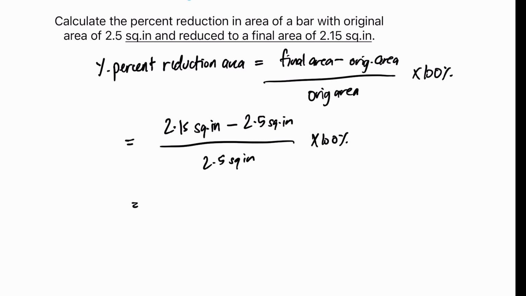So never mind the negative value that you'll receive here because it is a reduction. A reduction will automatically give you a negative value. So 2.15 minus 2.5 over 2.5, times 100%, that is 14% reduction in area.